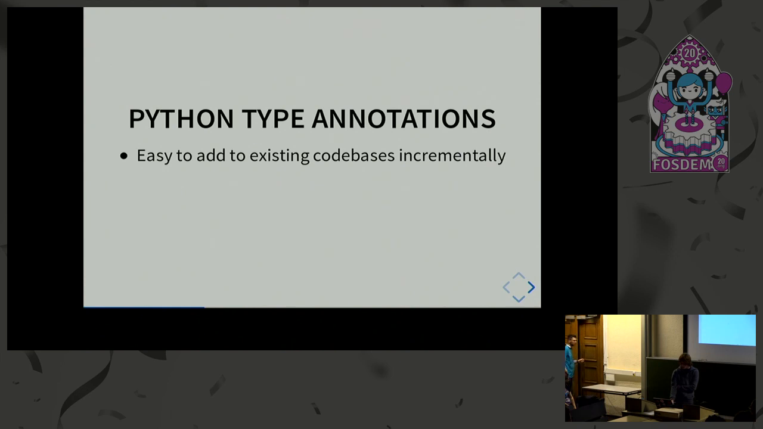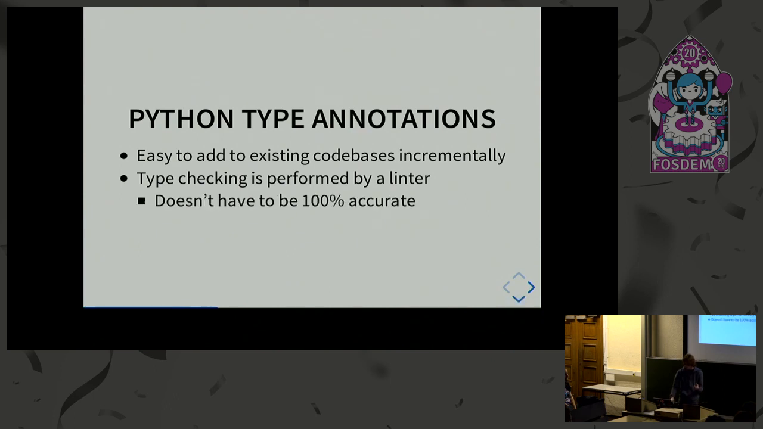But the type checking is performed by a linter, which is external to Python. You're not compiling your Python into non-typed Python. You're checking it with an external program, which is unrelated to the Python interpreter. And so it doesn't have to be 100% accurate. There are holes in your type annotations. You can always decide not to annotate something if you want to do something fancy.